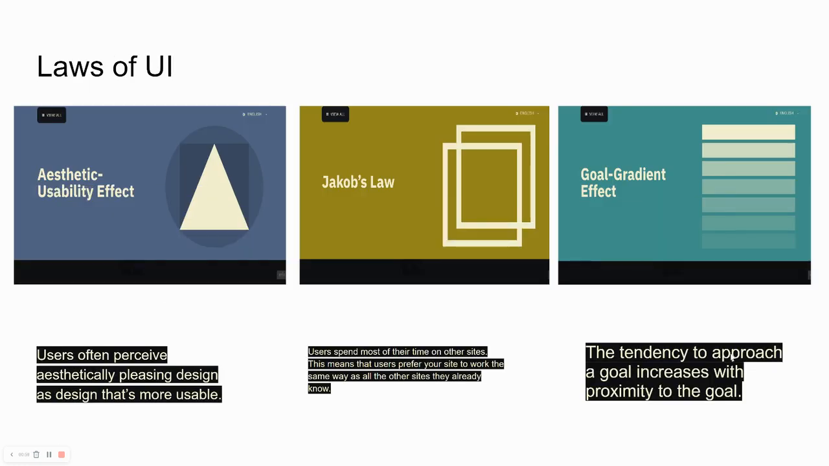Aesthetics, Jacob's law, and goal gradient effect. These are the three laws that mostly affect my game or my UI. Not that the aesthetics are particularly bad, but the actual menus could look better, they could flow better, and they could just be generally laid out better.